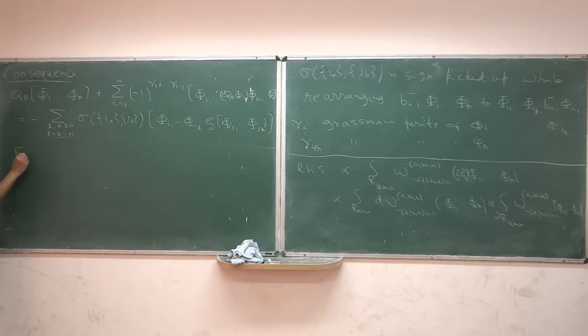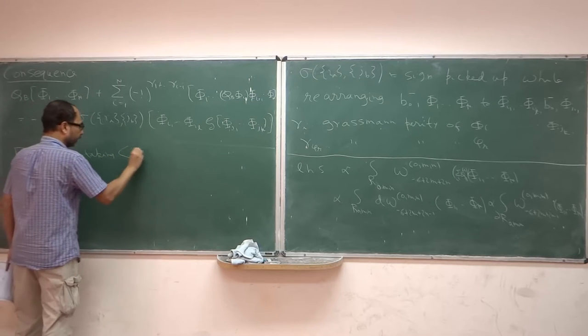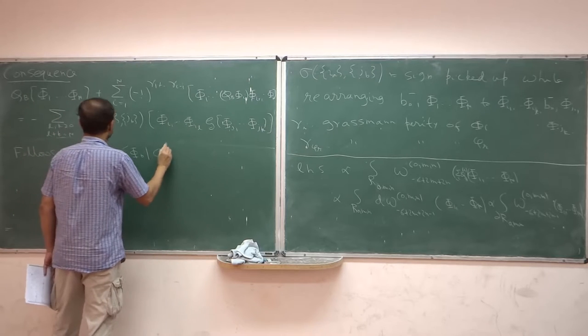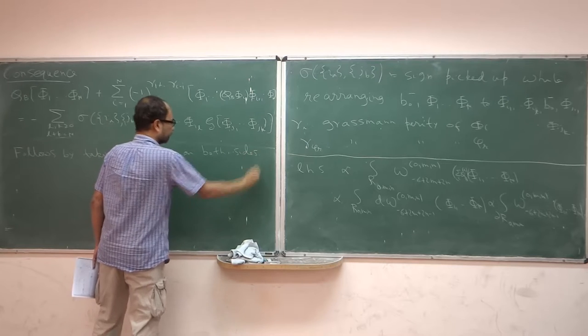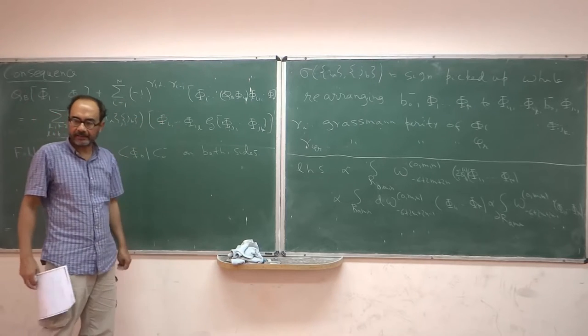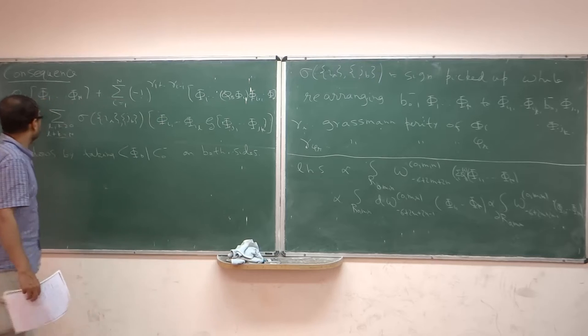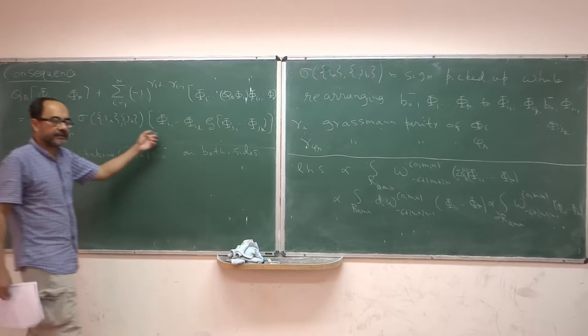This basically follows by taking the inner product of phi 0 on both sides. If you do that, then the left hand side becomes the left hand side of the equation, using the definition of the inner product of phi 0 with this definition of the Cayley bracket. And the right hand side becomes the right hand side.